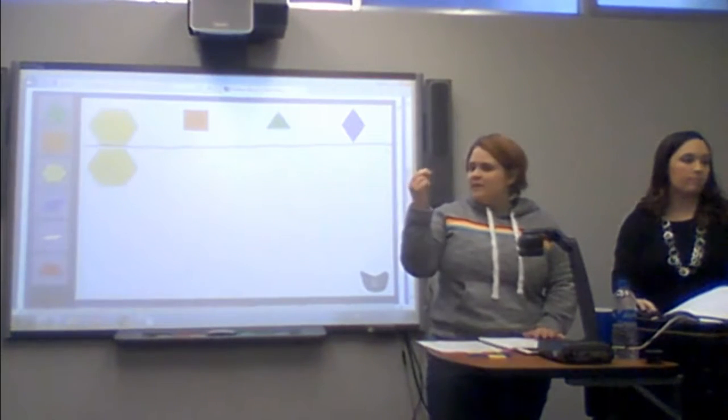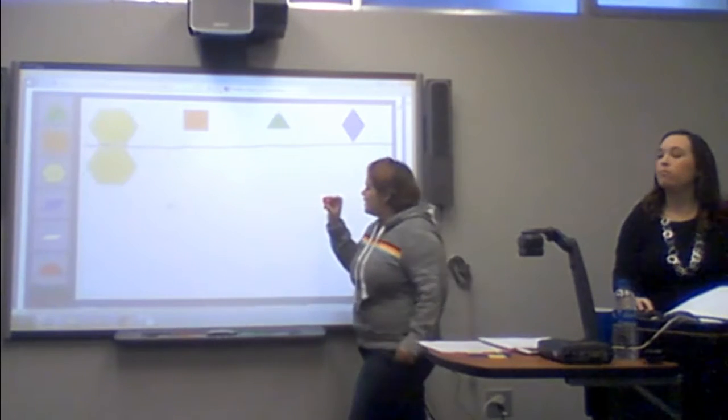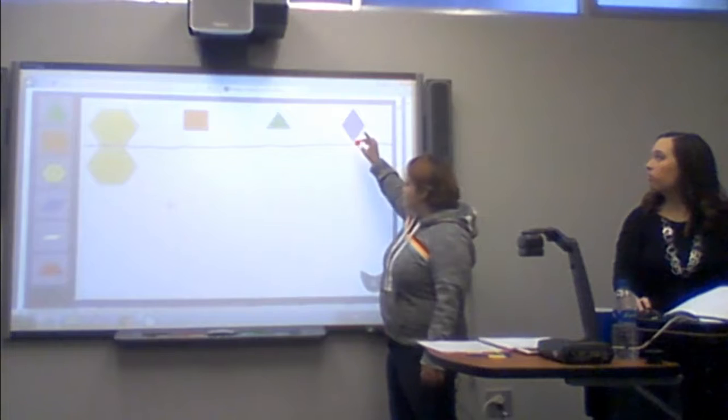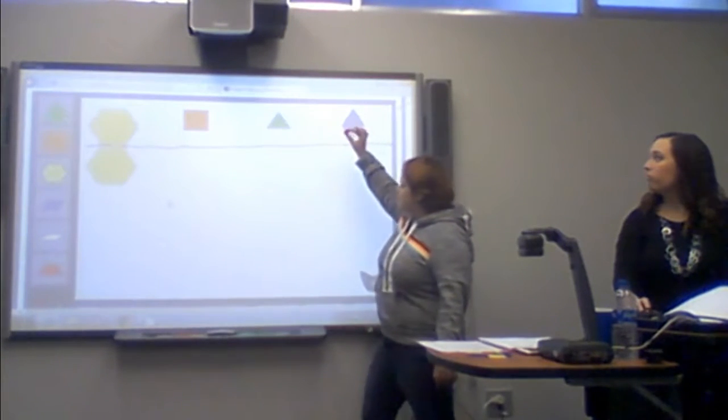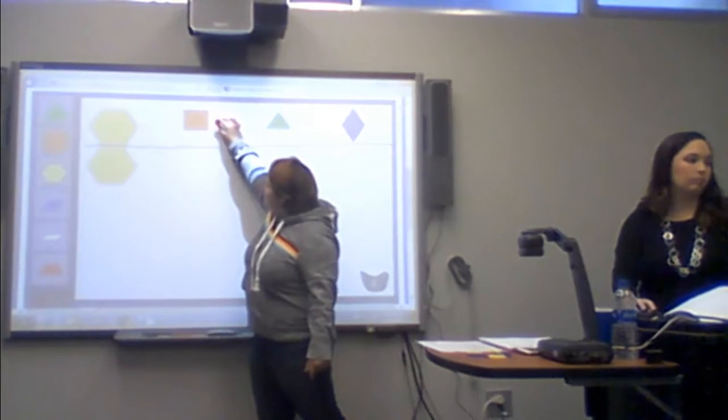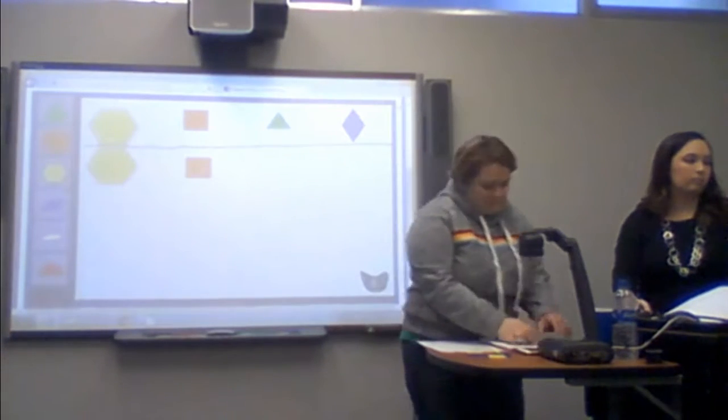Our next one is going to be a square. So let's try and do the matching strategy. Doesn't match. Doesn't match. A perfect match. 4 sides, 4 equal sides. So it must be a square.